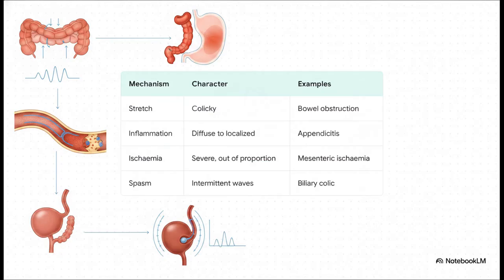All right, beyond just the type of pain, there are 4 fundamental physiological mechanisms that drive nearly every abdominal condition you're going to see. First is stretch or distension. This produces colicky pain as internal pressure builds up. Second is inflammation, which, as we just saw with the appendix, transitions from diffuse to localized. Third is ischemia. When tissue is deprived of oxygen, it releases inflammatory mediators that cause incredibly severe pain, often way out of proportion to what you find on a physical exam.